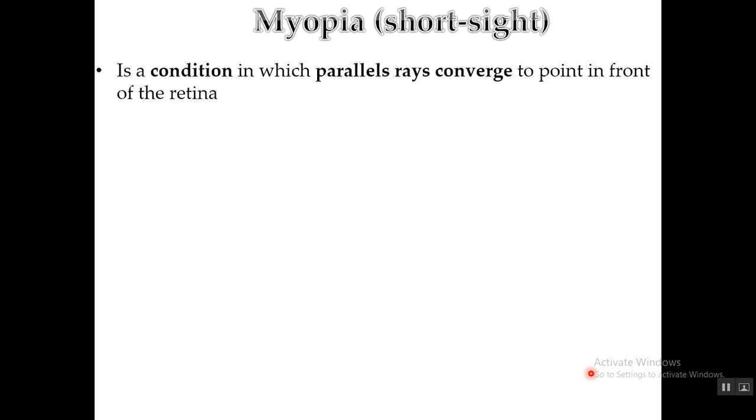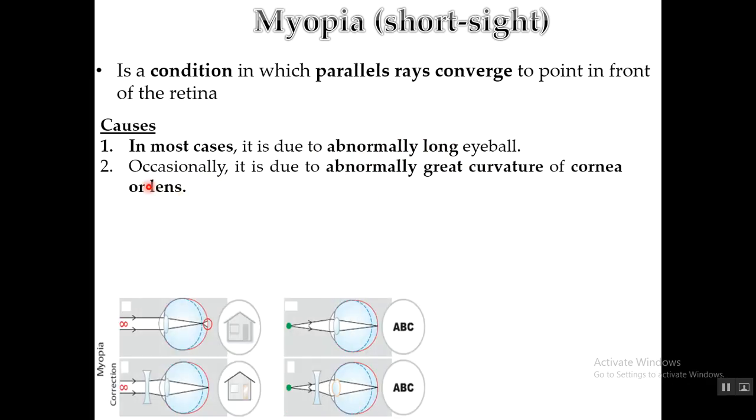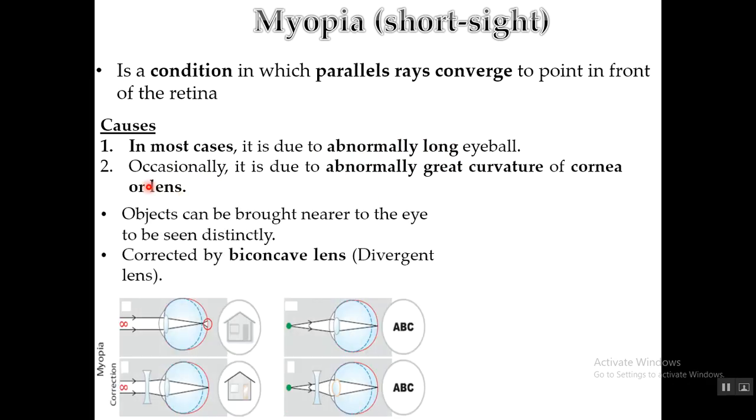We have a lot of errors of refractions. Number 1, myopia. Myopia is a condition in which the parallel rays converge to a point in front of the retina. This is caused by an abnormally long eyeball, so the retina will go away from the lens, and occasionally it may be due to an abnormally greater curvature of the cornea or the lens, so it increases its power.